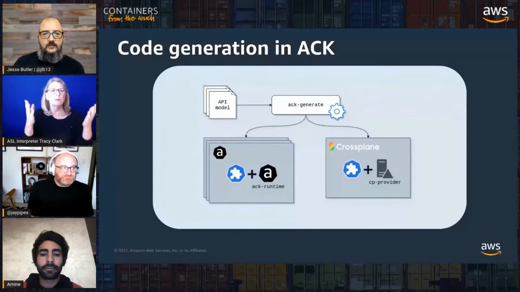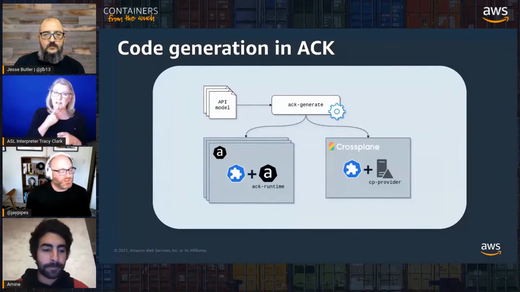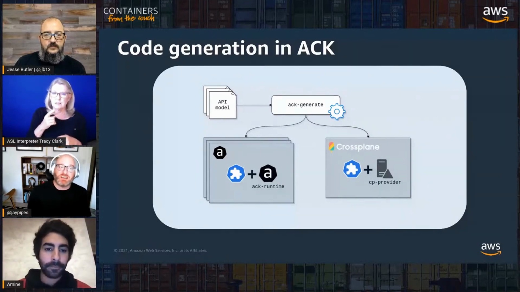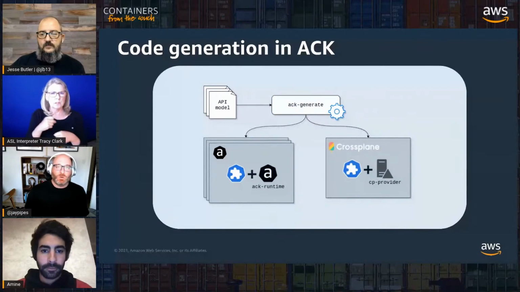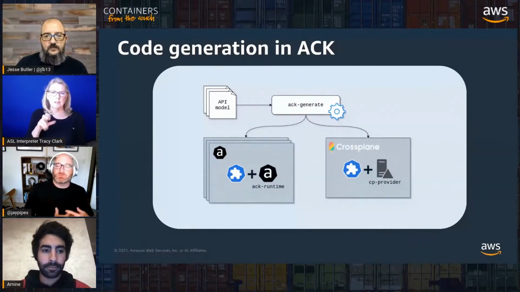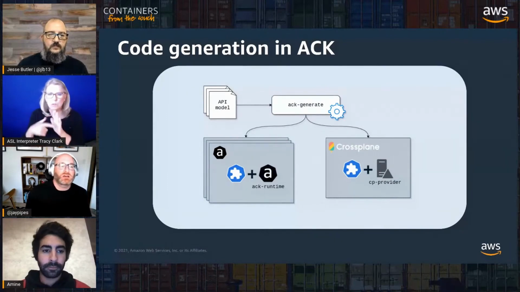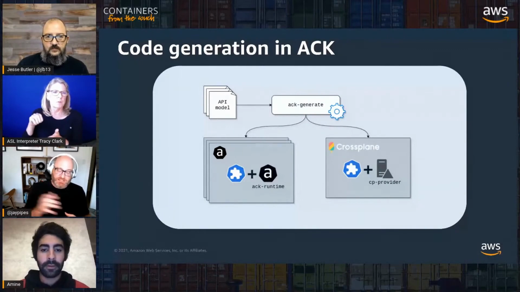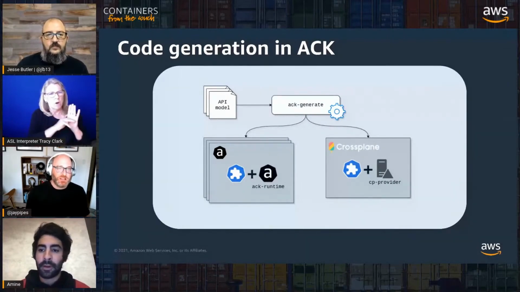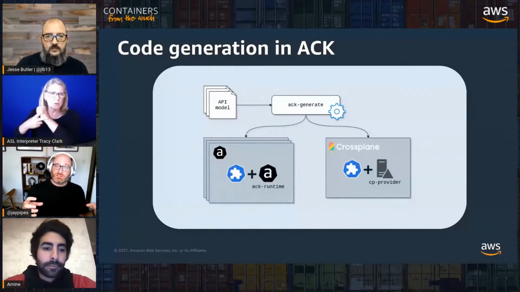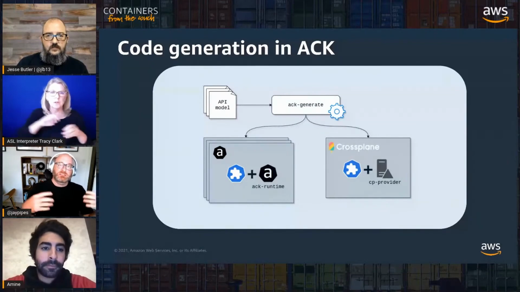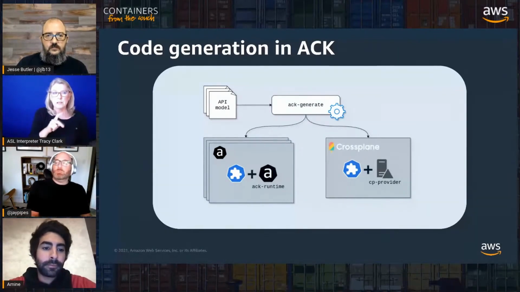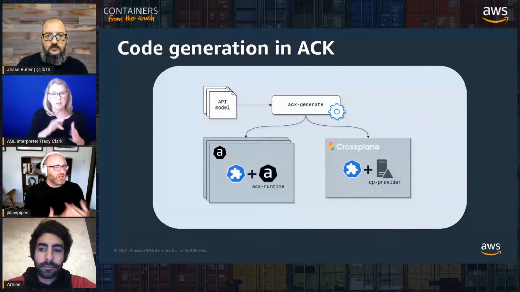So, like I mentioned, code generation is something we rely on heavily in ACK. We consume the API model files that, right now, we take from the AWS SDK Go repository. There's a set of model definitions within the models APIs directory in that source code repository. But we consume those in a tool called ACK Generate. And the ACK Generate tool outputs a set of generated code.